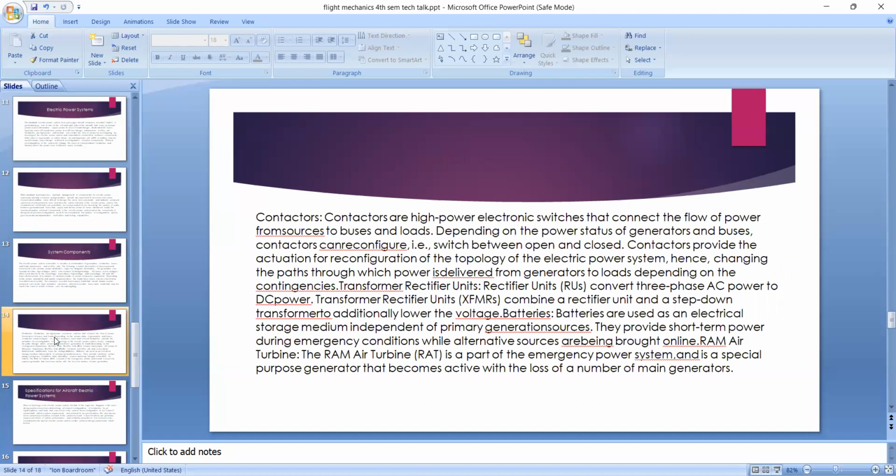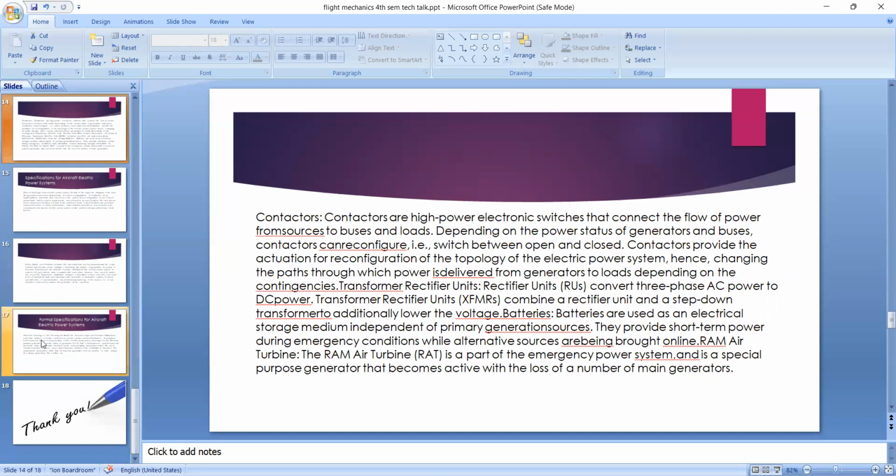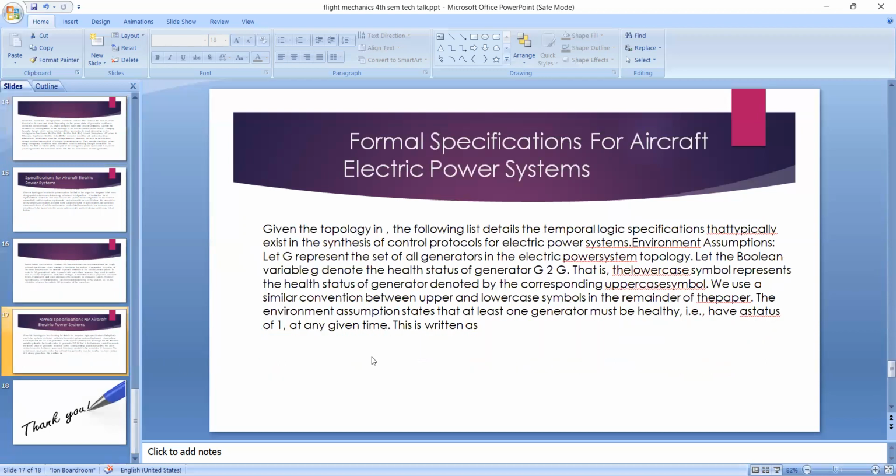Contactors are high-power electronic switches that control the flow of power. Contactors can configure switching between component groups. Contactors provide the computation for reconfiguration of the topology. The following list details the temporal logic specifications that typically exist in the synthesis of control protocols.